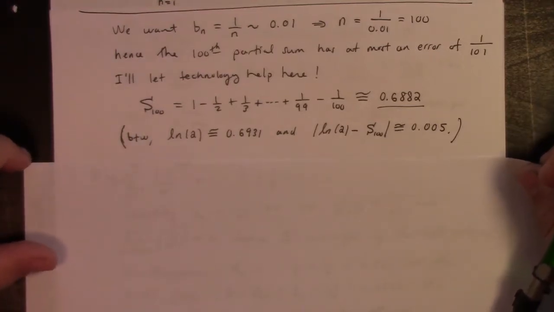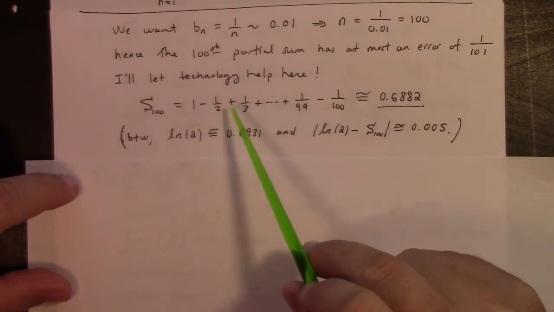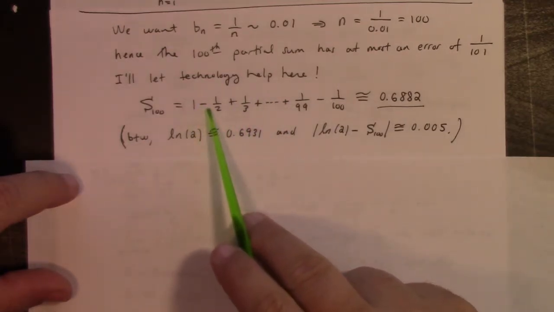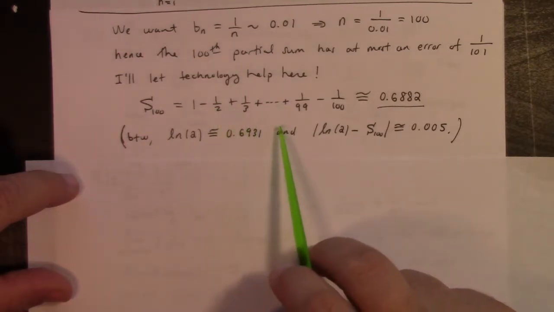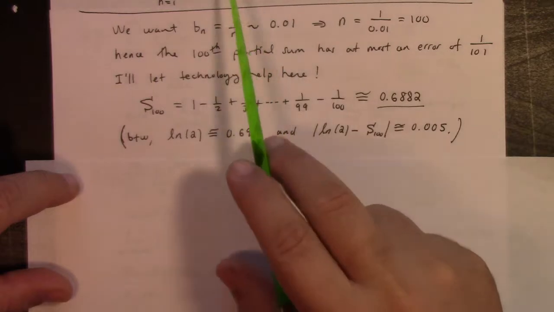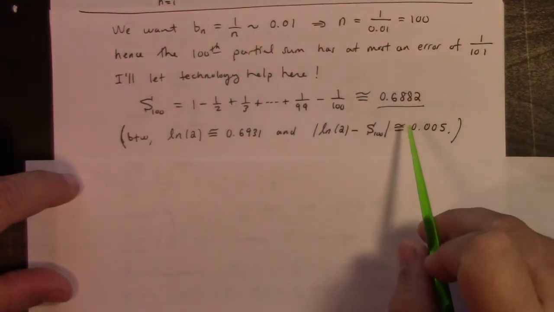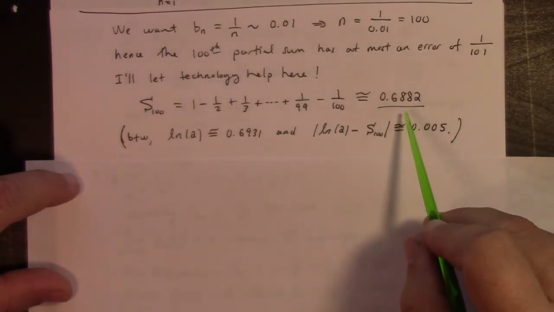So the 100th partial sum, I probably used Wolfram Alpha here. In fact, Wolfram Alpha will calculate stuff like this. You just say sum from n equals 1 to 100 of (-1)^(n-1) over n. And it'll do stuff like this pretty reliably.